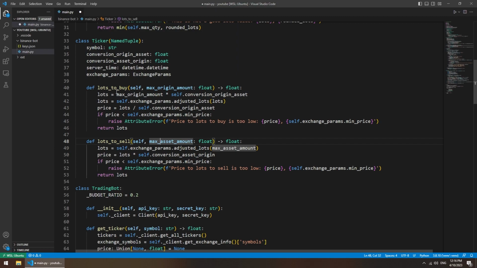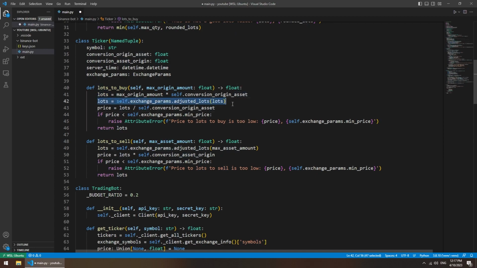What is the amount of lots that we can buy? For instance, max origin amount. So with this amount of Bitcoin, how much Ethereum can we buy, and max asset amount. So with this amount of Ethereum, how much can we sell and how much Bitcoin will we get in exchange. So for lots to buy, the first thing we do is get the amount of Bitcoin, which is max origin amount, and then we multiply it by the conversion ratio of Bitcoin to Ethereum. Let's say I use Ethereum as an example.